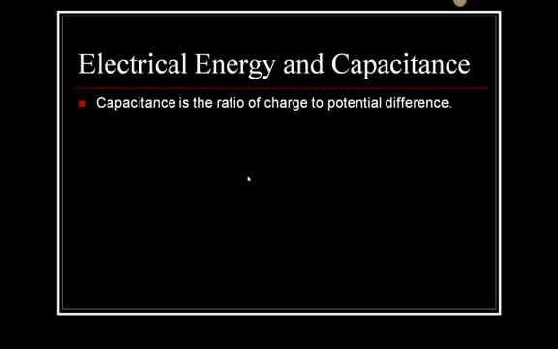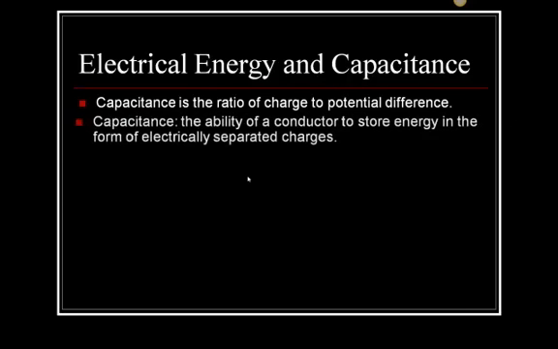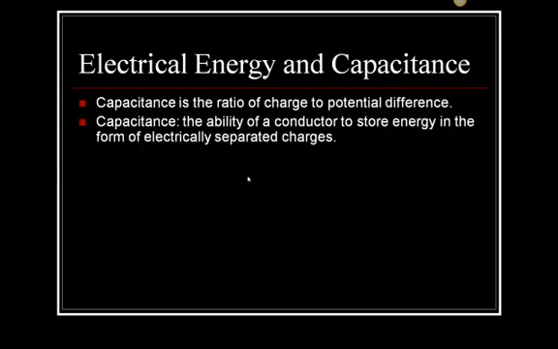All right, capacitance. Capacitance is the ratio of charge to potential difference. A capacitor, you heard of the flux capacitor from Back to the Future? 1.21 gigawatts. Come on, all of you Back to the Future fans. A capacitor has the ability of a conductor to store energy in the form of electrically separated charges. So as the electricity is flowing through it, it's separating charges out and storing them for later use.